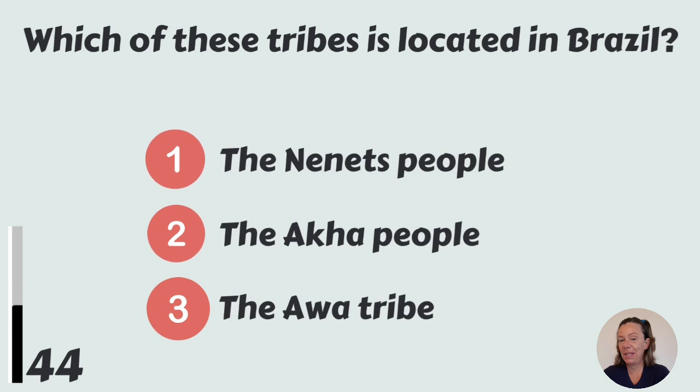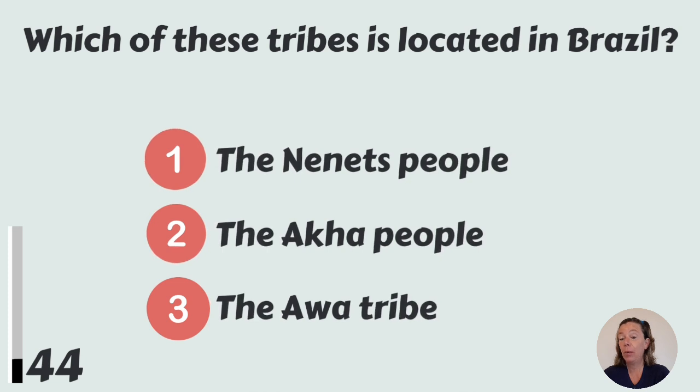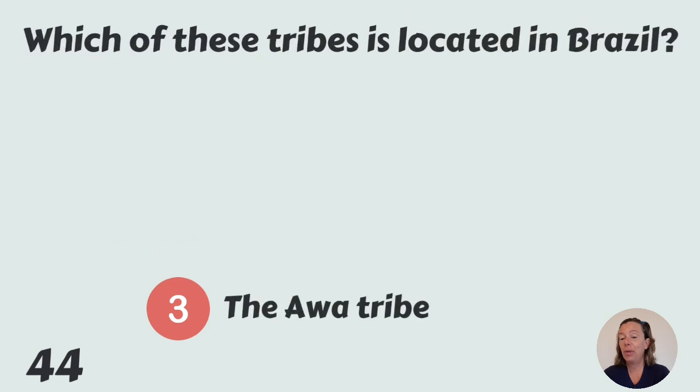Which of these tribes is located in Brazil? The Nenets people, the Akha people, or the Ewa tribe? It's the Ewa tribe.